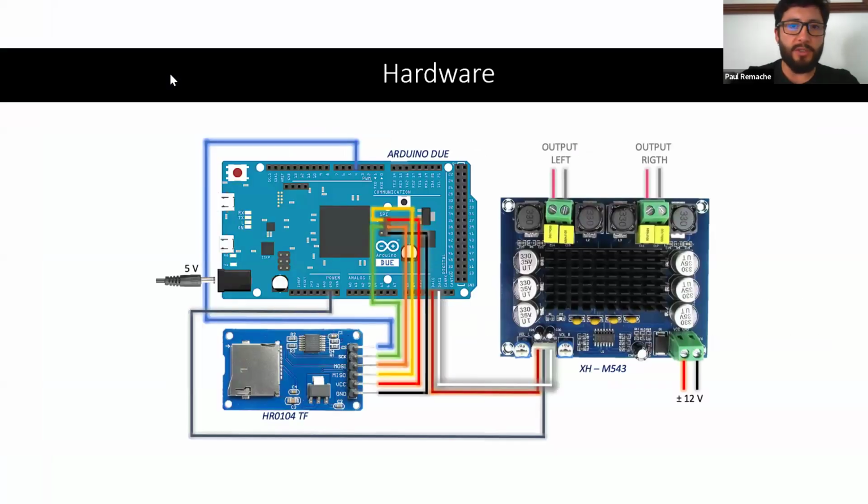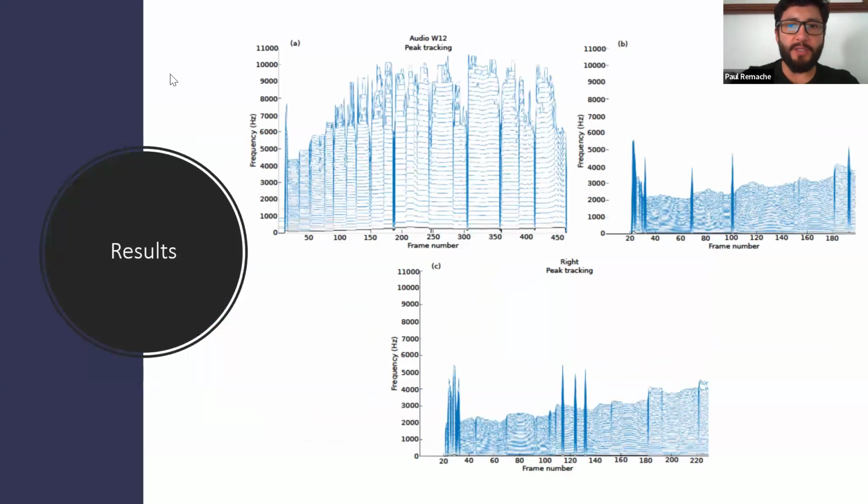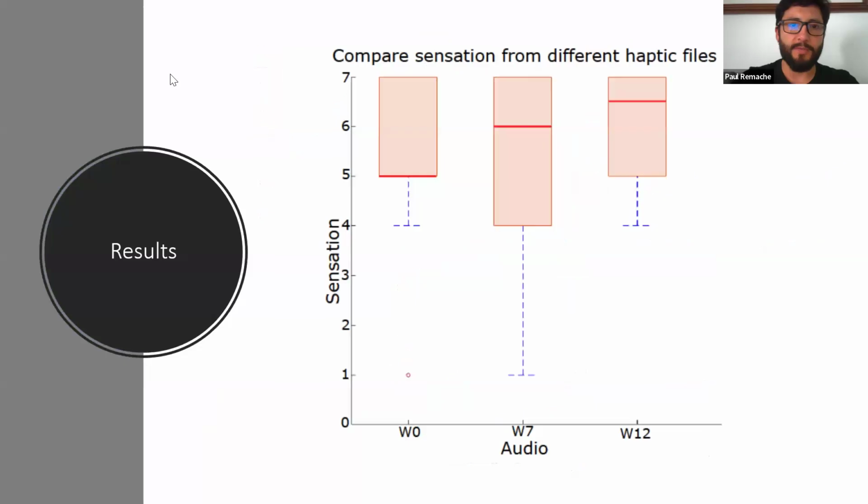We just used an Arduino Duo with a module HR01040F to read the audio files from an SD card and an amplifier to amplify the signals to send to actuators left and right. Here we have the results. The one on the left is the frequency spectrum of the original audio file. And on the right, you can see the compressed signal sent to the actuators.